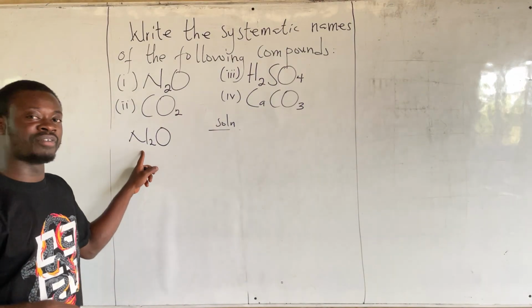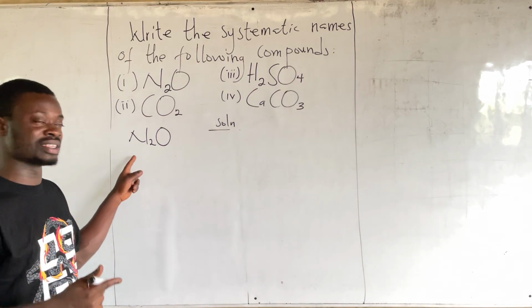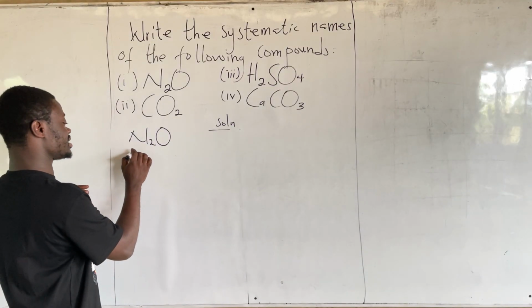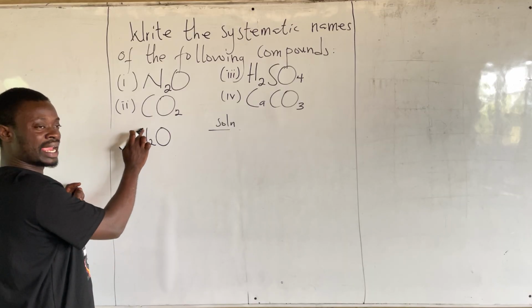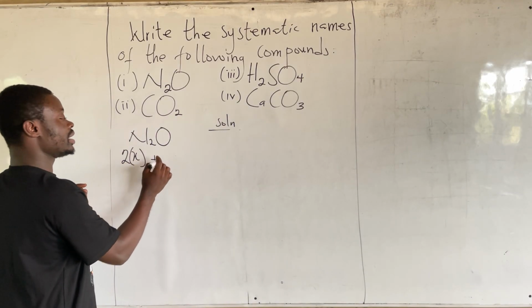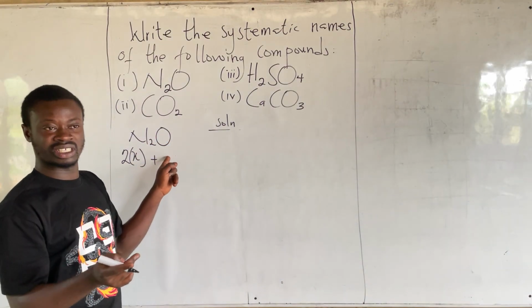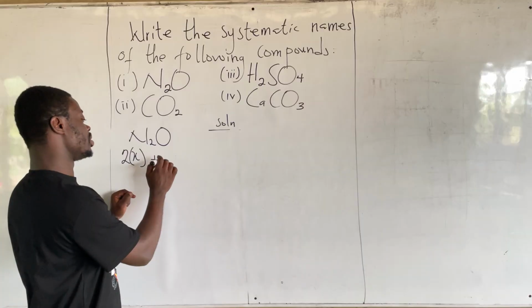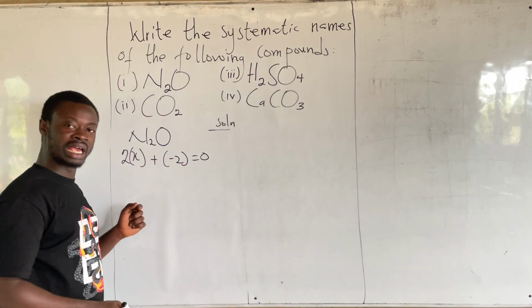We are going to use a variable to represent the first element. So let's use X to represent the first element. But don't forget you have a subscript of 2 here, meaning it's multiplying the N. So 2 will multiply the X here. Then plus oxygen. What is the charge of oxygen? The charge of oxygen is -2. Then you bring it here, plus -2, and you equate it to 0.